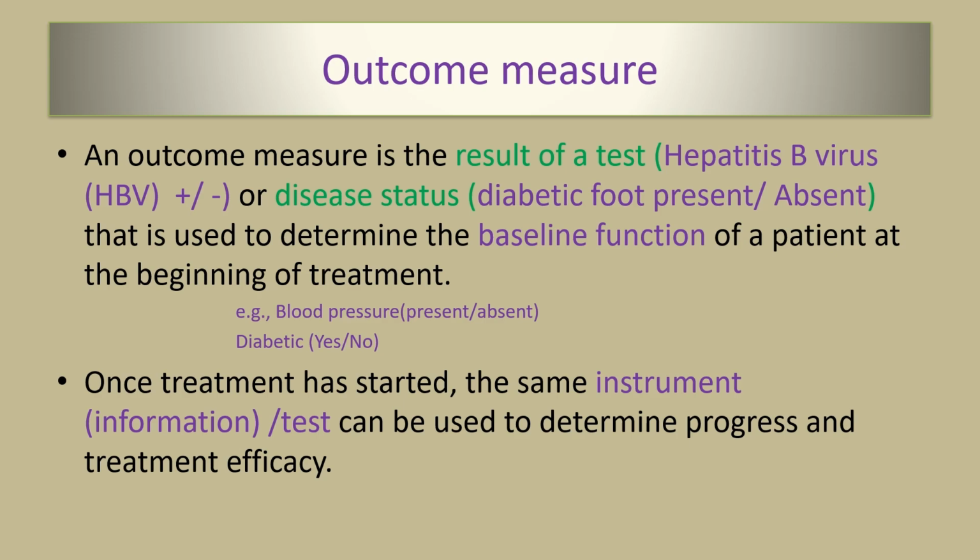Outcome measure. An outcome measure is the result of the test: hepatitis B virus positive and negative, or disease status, diabetic foot present or absent, that is used to determine the baseline functions of a patient at the beginning of the treatment. For example, blood pressure or diabetic present or absent. Once treatment has started, the same instrument, information, or test can be used to determine progress and treatment efficacy.